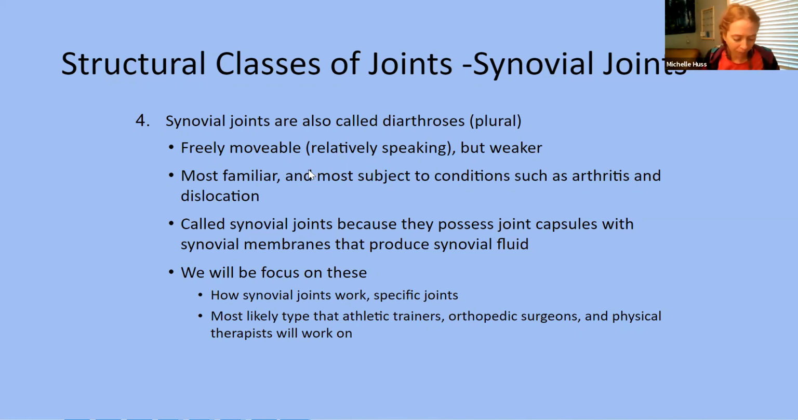Synovial is the next group. Synovial joints are more complicated, and don't worry about the word diarthrosis yet. We'll get to that. But they are freely moving. They move. They're weak. They're most familiar. They're the ones that we think about. They're most subject to things like arthritis and dislocation. Okay, so we're going to see how they work and what they're made of.